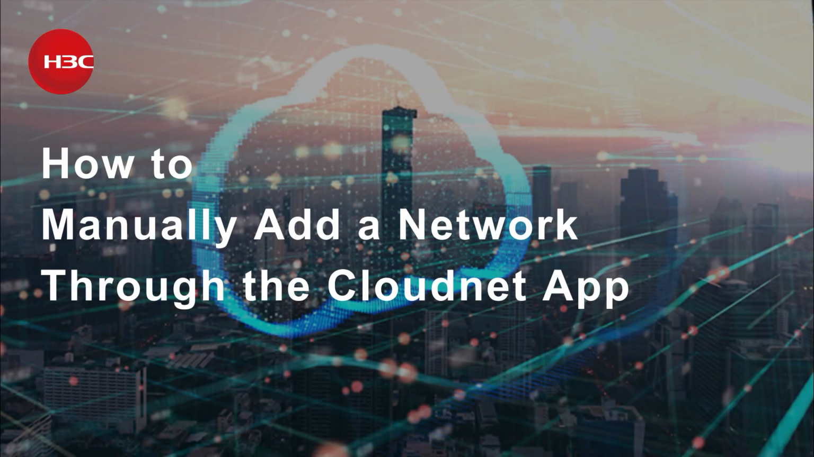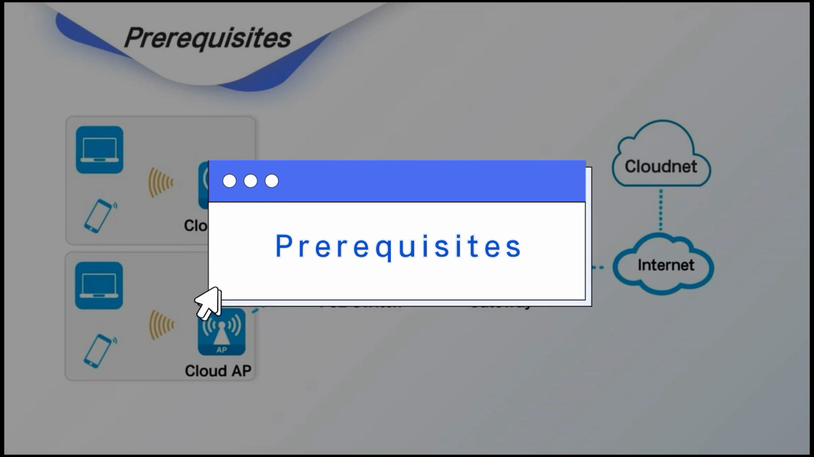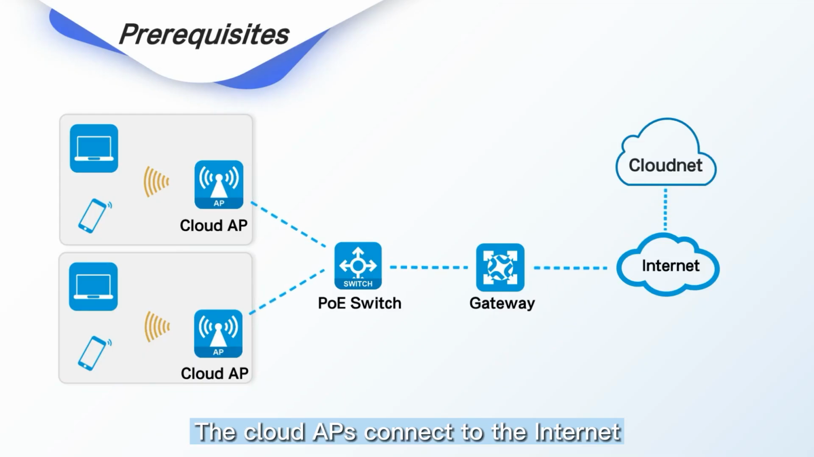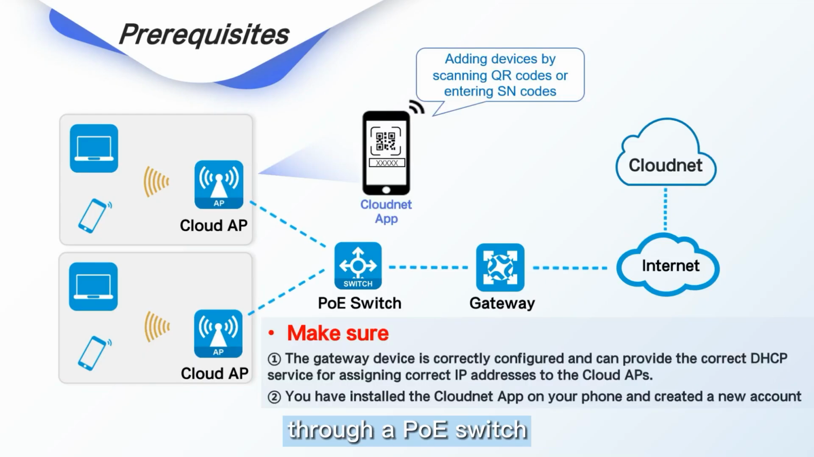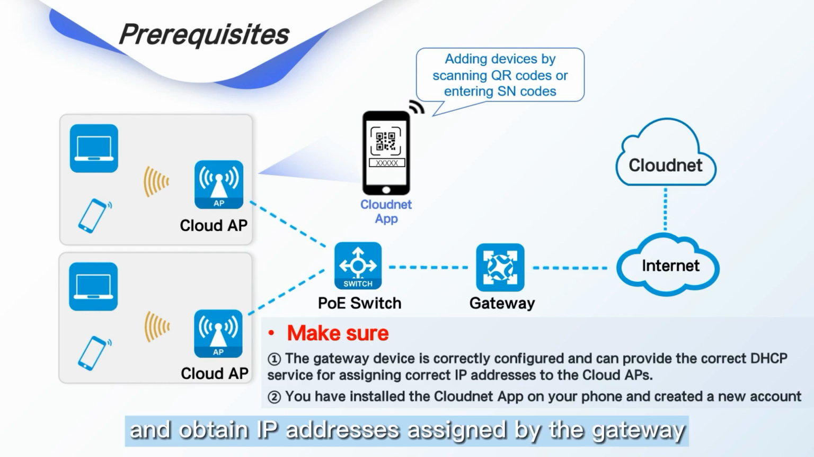How to manually add a network through the Cloudnet app. Prerequisites. The cloud APs connect to the internet through a PoE switch and obtain IP addresses assigned by the gateway.